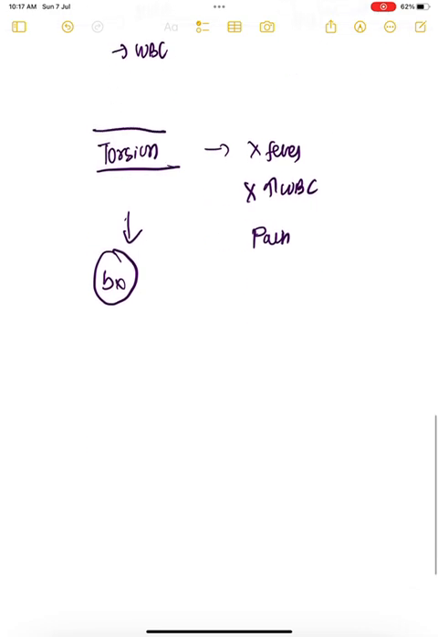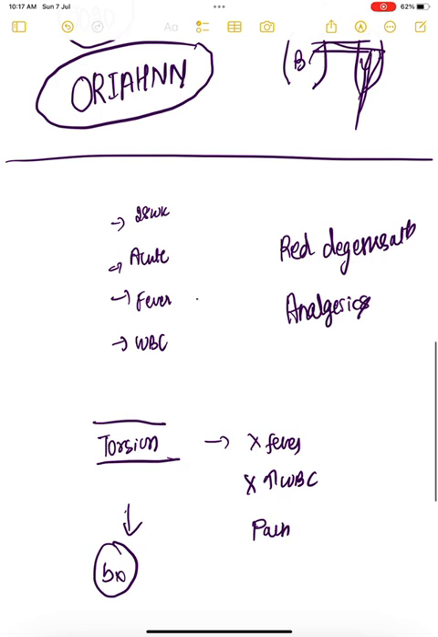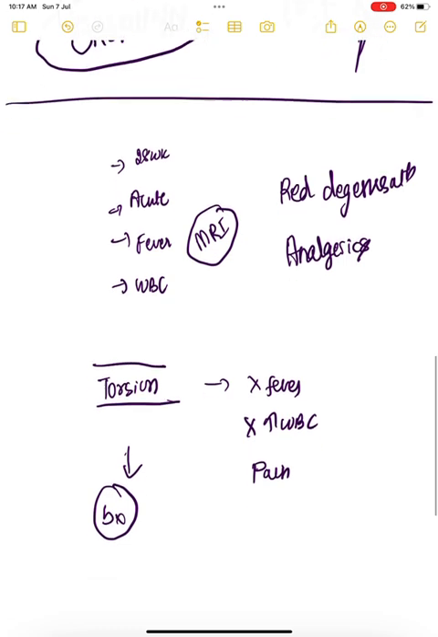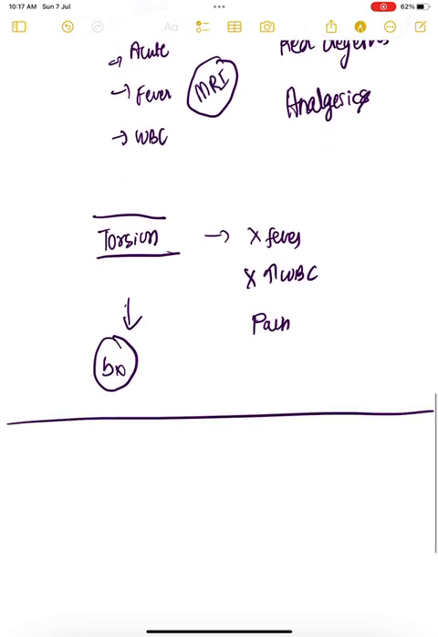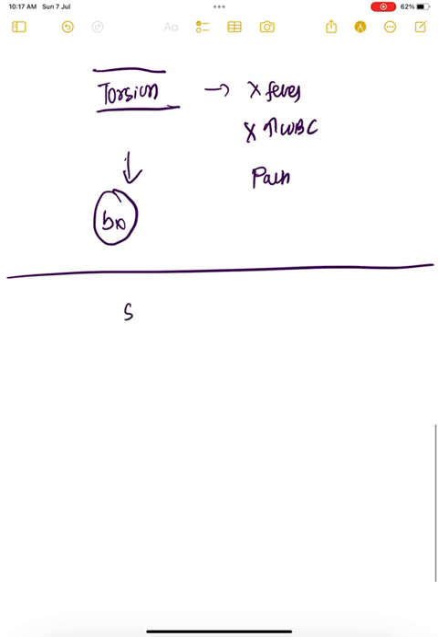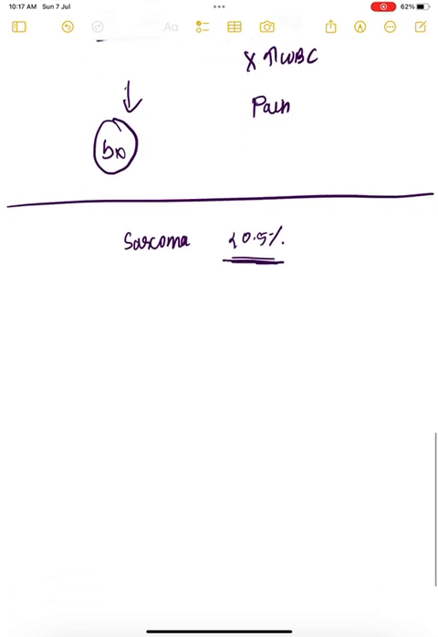Okay, so for red degeneration of fibroid, the investigation of choice is MRI. Right? So, will the fibroid undergo malignant change? Yes, there is a chance of changing into sarcoma. Sarcomatous change in a fibroid is less than 0.5%, and the intramural fibroid has a higher chance of getting into sarcomatous change.